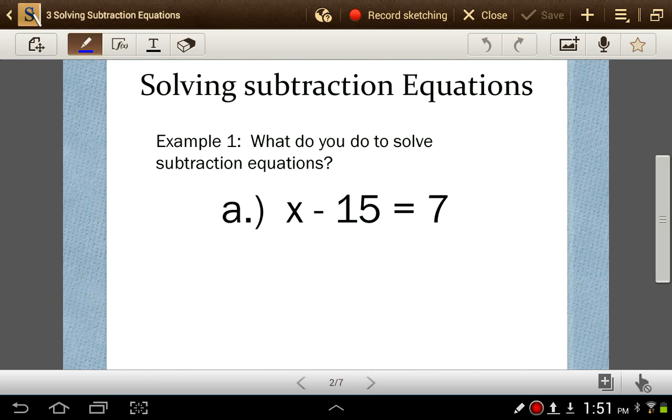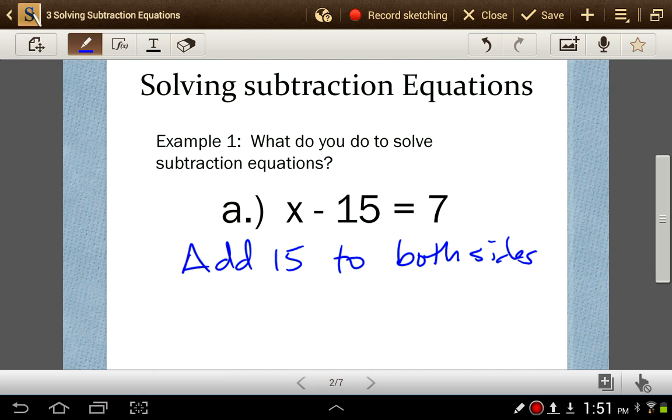What do we add? Well, we add the number we're subtracting from x. So in this case, we are going to add 15 to both sides. That's our answer. Okay? So, inverse of subtracting is adding. So we're going to add. What are we subtracting from x? We're subtracting 15. So we're going to add 15 to both sides. That's how we're going to solve it. Okay? If you need to pause, go ahead. Otherwise, I'm going to move on to my example B here.